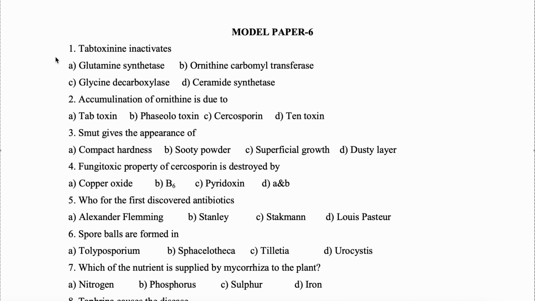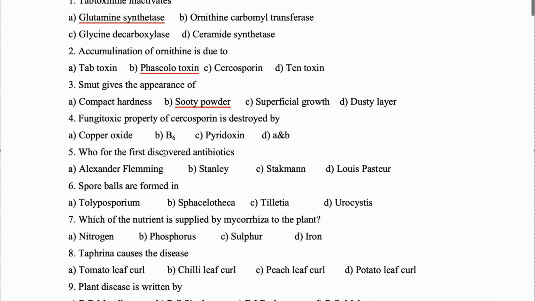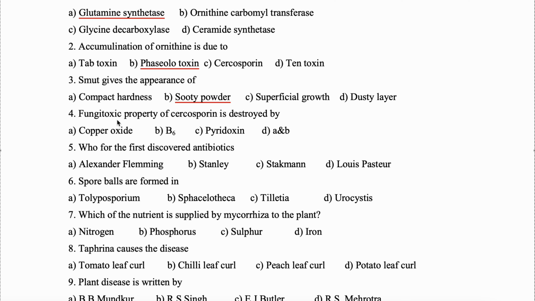Question number 1. TAP toxin inactivates glutamine synthetase. Question 2. Accumulation of ornithine is due to phaseolotoxin. Next, smut gives what type of appearance? It is sooty powder.